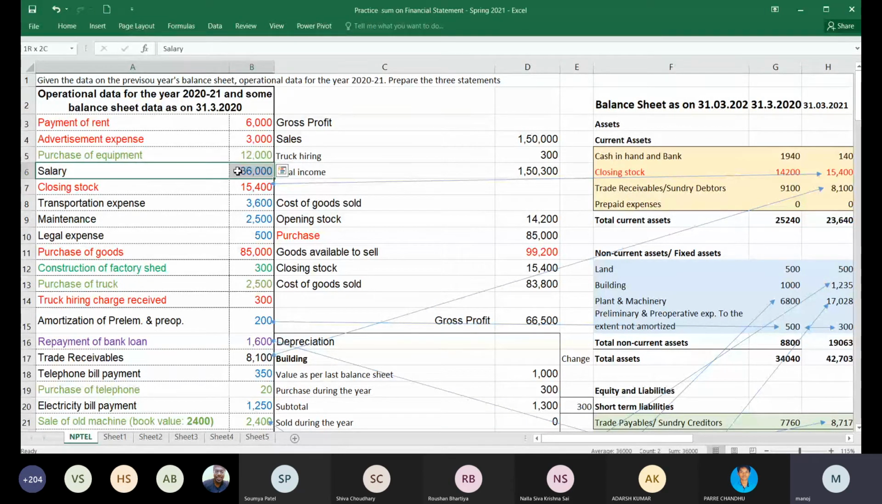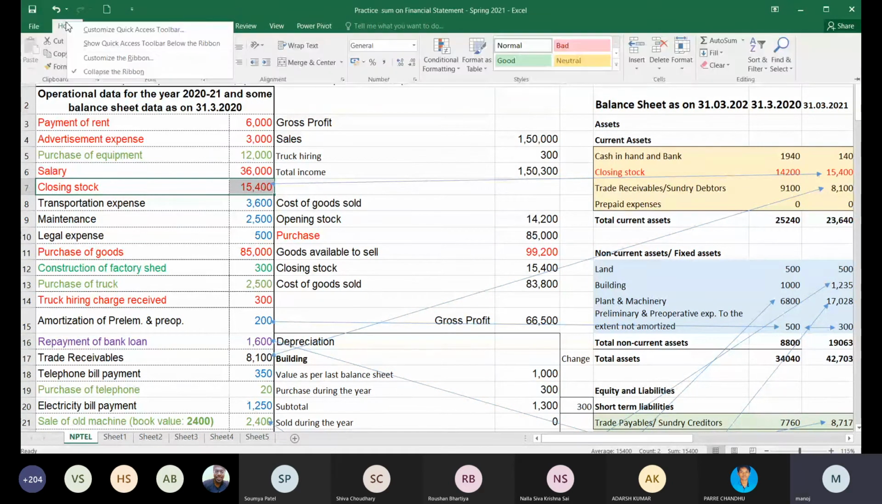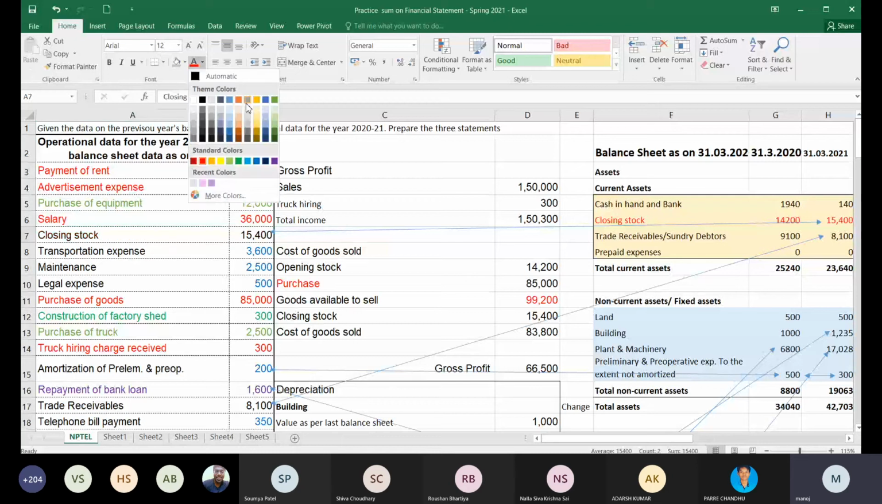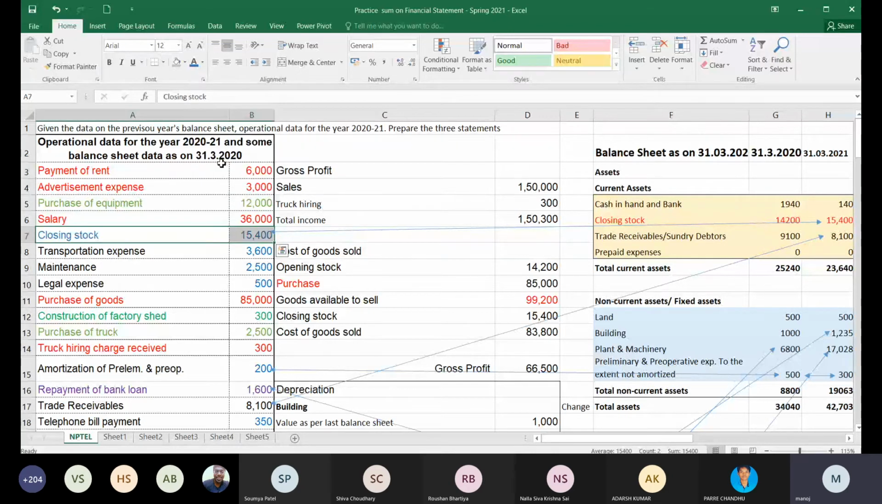Salary is an operating expense because you pay salary and you forget about it. It's paid every year. Closing stock is not an operating expense. In fact, this is a fixed asset. So let us put it in blue so that we identify all of them, or maybe say we put it in this color.